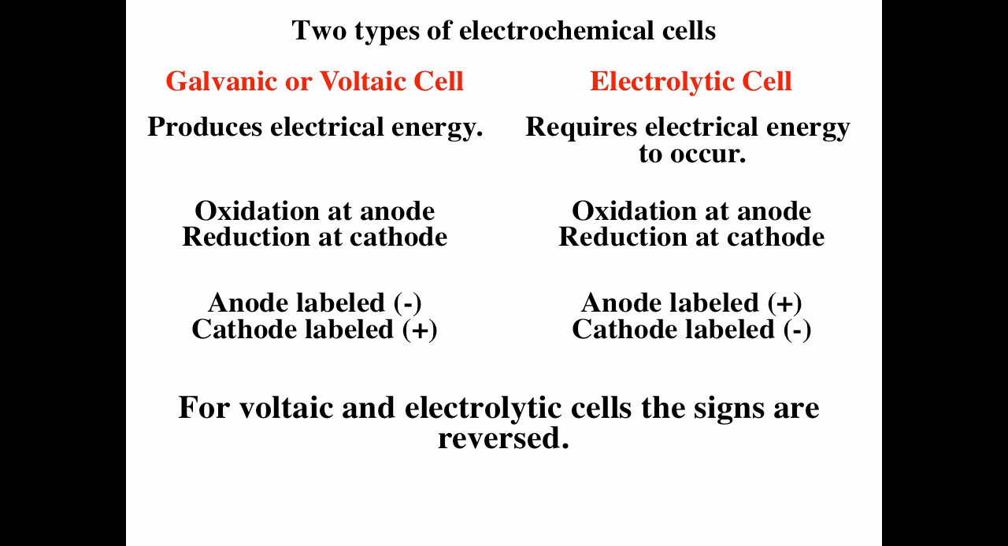Galvanic cells or voltaic cells, again, I use those two terms interchangeably. We use them to convert chemical potential energy into electrical energy. Oxidation at the anode, reduction at the cathode, that's for both. For electrolytic cells, we're converting electrical energy into chemical potential energy. The anode is labeled as positive for electrolytic cells. The anode is labeled as negative for galvanic or voltaic cells.